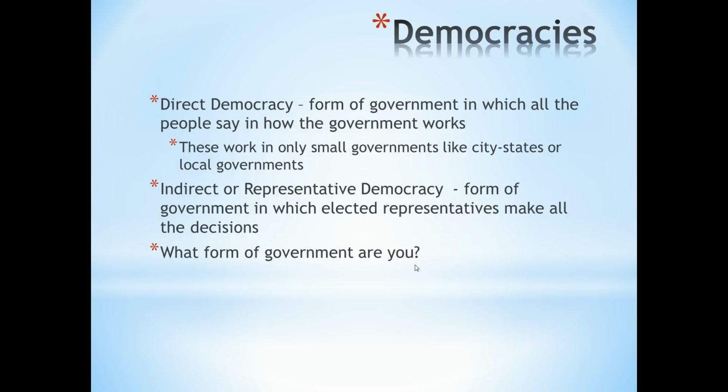So what form of government do you think you have? Here we have a representative democracy because we elect senators, representatives, president, mayor, governor, whoever. We elect these people to represent us in office and make the decisions for us, so that we don't go vote on every little law or every little thing that has to be passed.